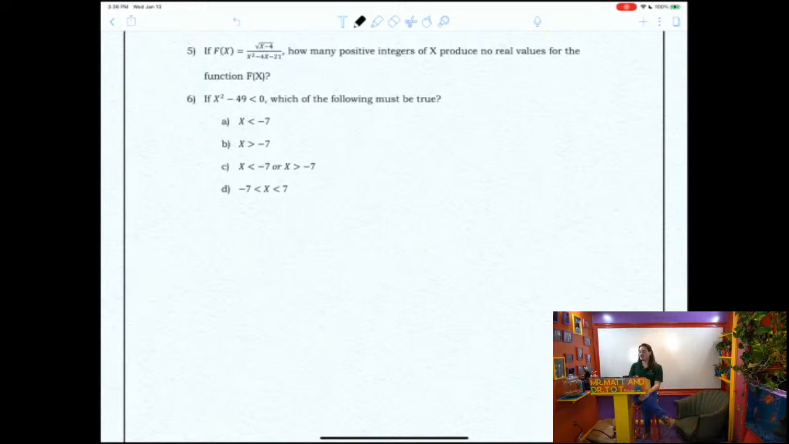X is less than negative 7, x is greater than negative 7, x is less than negative 7 or x is greater than negative 7, and finally, negative 7 is less than x, which is less than positive 7. I'll give you 6 minutes, and 2 minutes in, I'll start to solve.